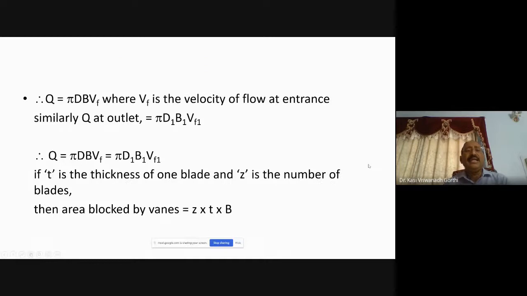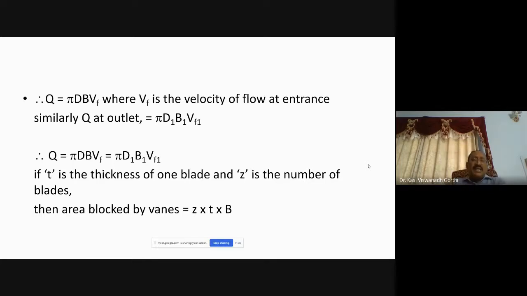So Q is equal to pi D B into Vf, where Vf is the velocity of flow component of the velocity at entrance. Similarly, at outlet, it will be Q is equal to pi D1 B1 Vf1. The discharge at inlet is equal to the discharge at outlet.